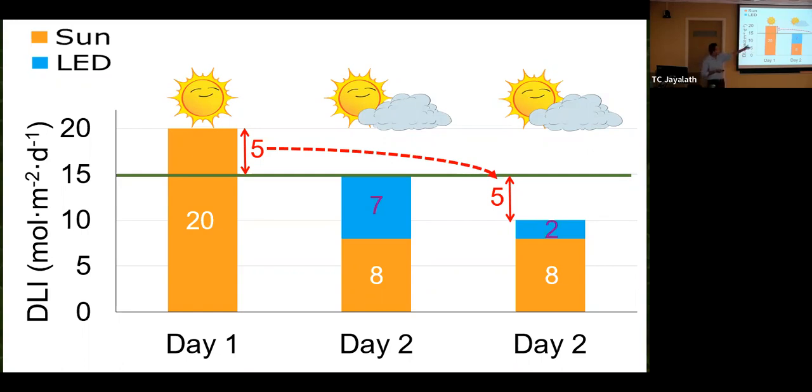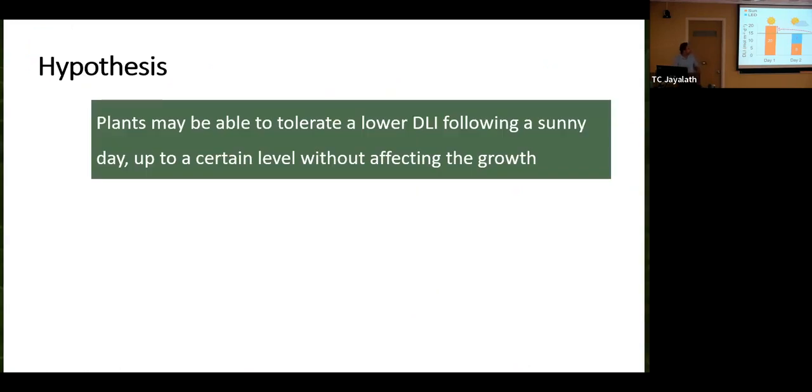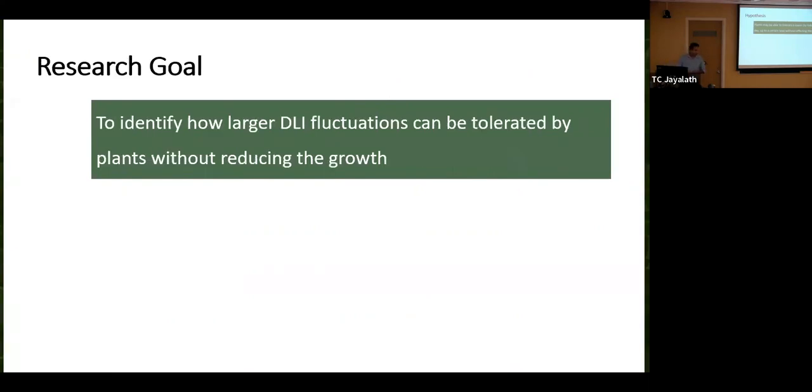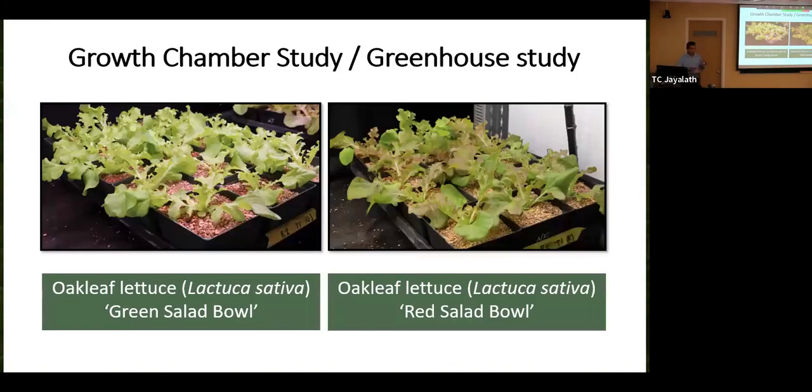If it does, then how much energy can we save by reducing the light? This is just for 1 day. If it's throughout the growing period, it's going to be a lot of saving. Therefore, we hypothesize plants might be able to tolerate lower DLI following a sunny day up to a certain level without affecting the growth. And our research goal was to identify how large DLI fluctuations can be tolerated by plants without reducing plant growth. For this study, we did a growth chamber study followed by a greenhouse study.